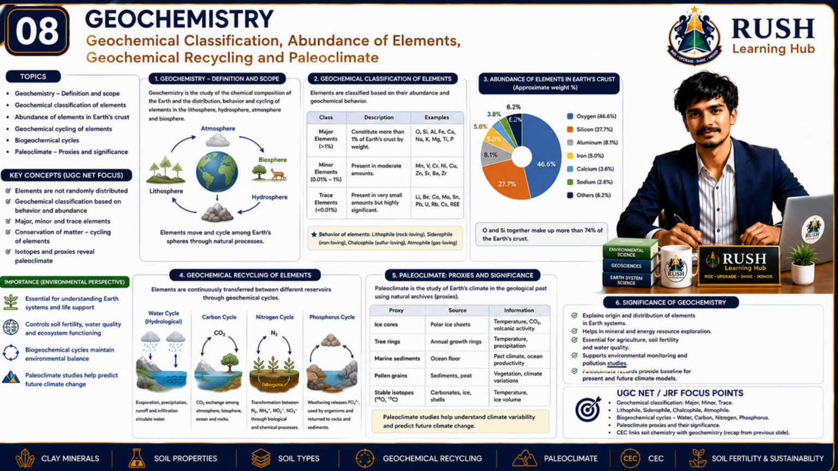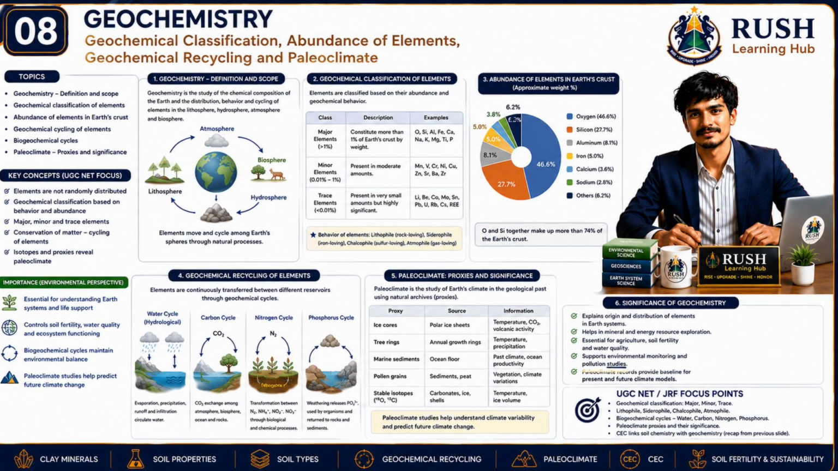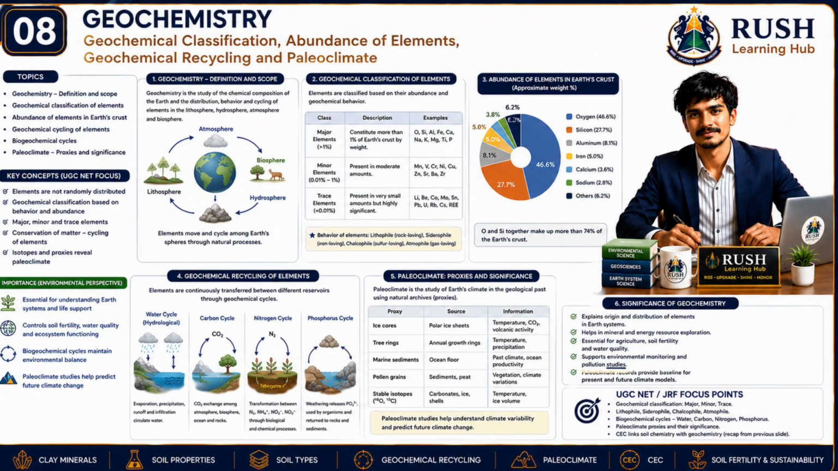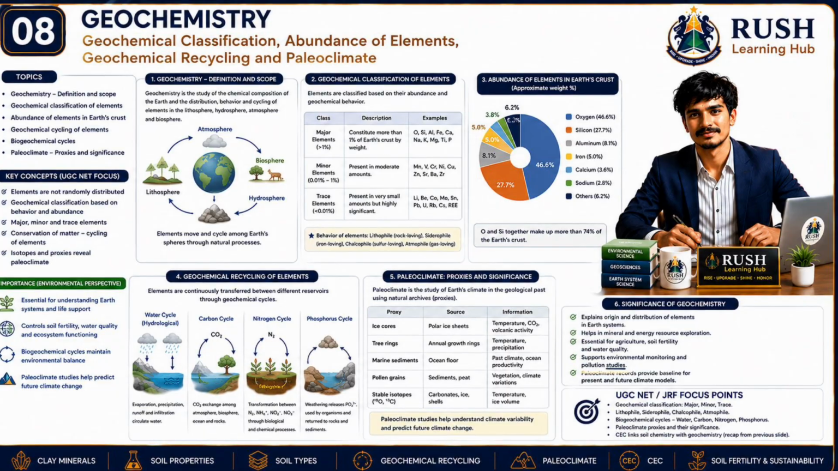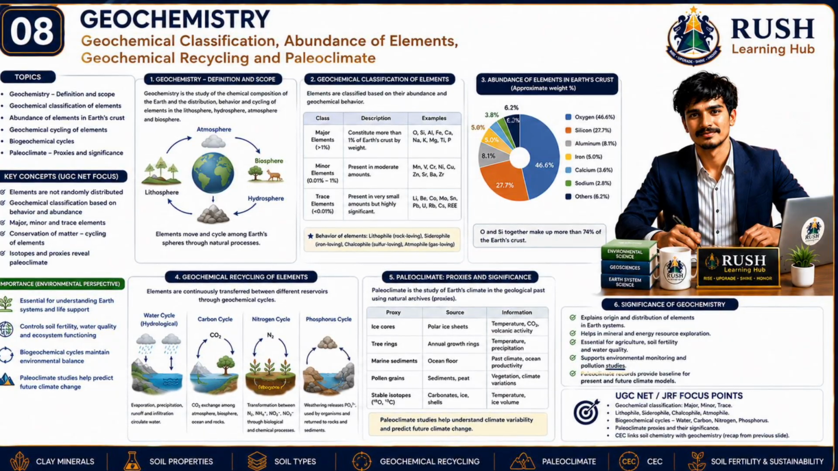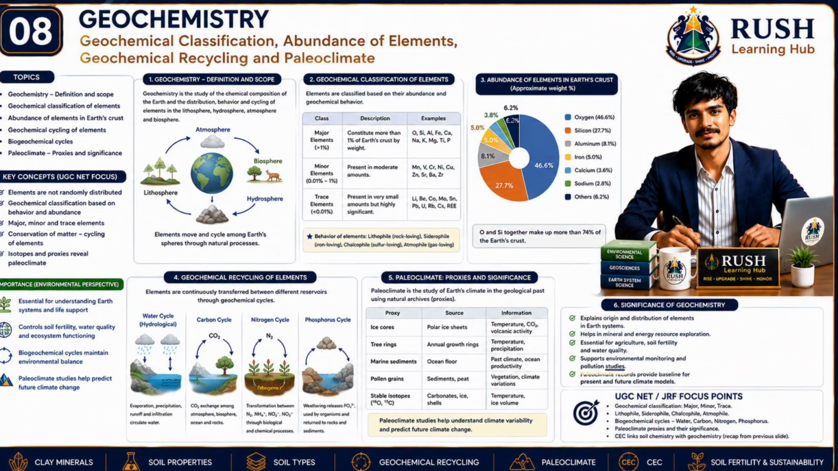Elements are not distributed randomly. Their abundance and distribution depend upon their chemical properties and geochemical behavior. Now let us discuss the geochemical classification of elements. Based on their affinity for particular phases and reservoirs, elements are classified into 4 major groups according to Goldschmidt's classification.